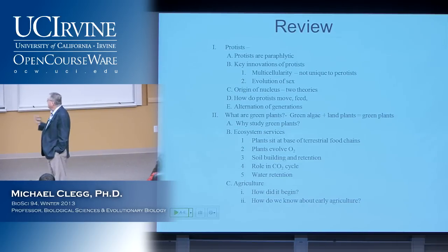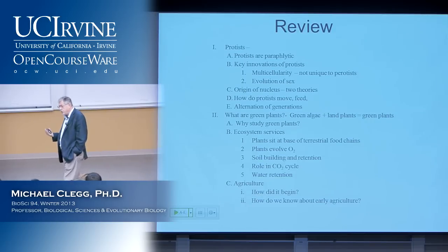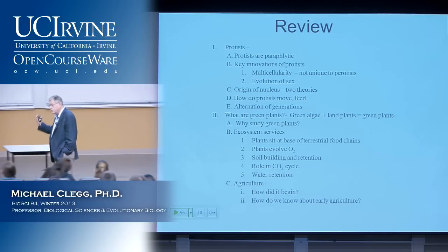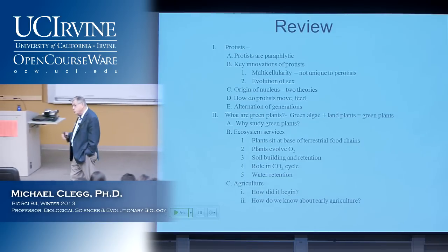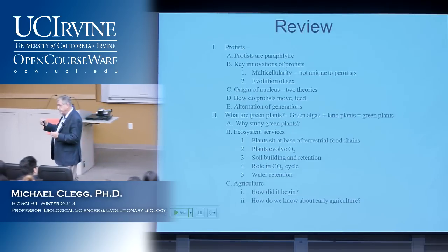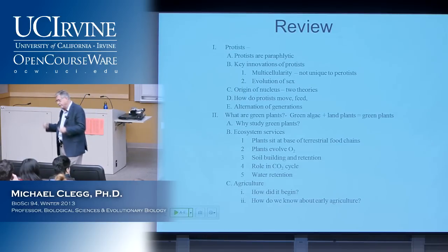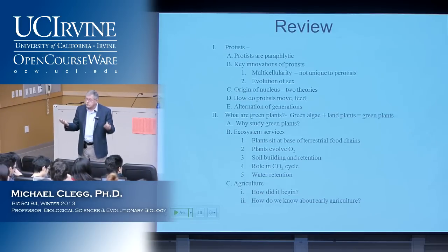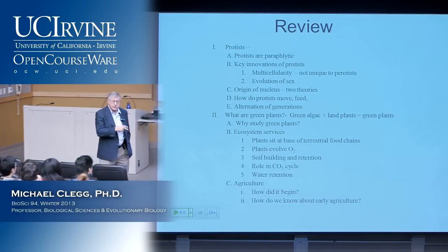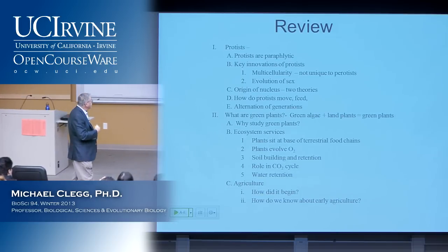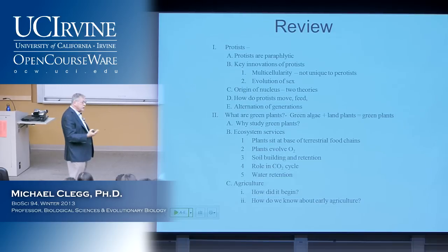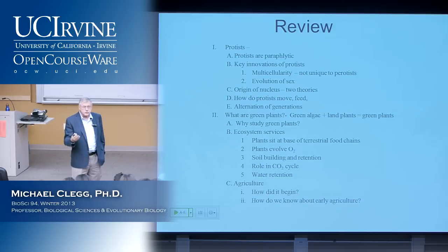We talked about ecosystem services that are provided by plants. Not only do they evolve oxygen into the atmosphere, which we need for our aerobic metabolism, but they also use carbon dioxide to make complicated molecules like cellulose and lignin and sugars, and they sequester carbon dioxide in the form of lignin and cellulose and wood, so that they take carbon dioxide out of the atmosphere for significant periods of time, on the order of 100 years or more for forests. They also build soil and retain soil. They have an important role in water retention in soil. So there are a lot of ecosystem services provided by plants.